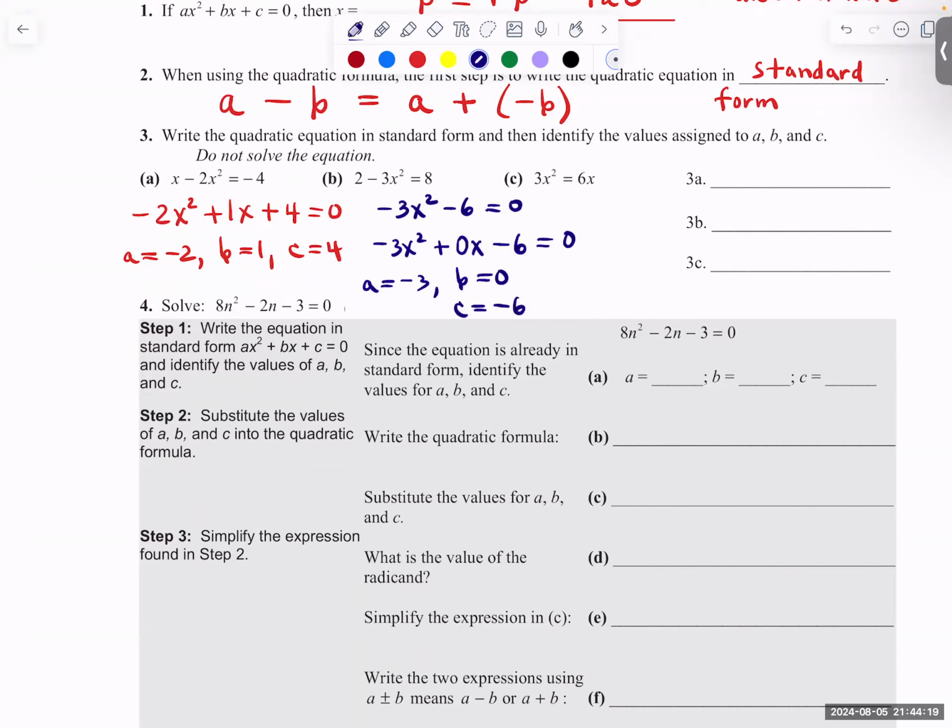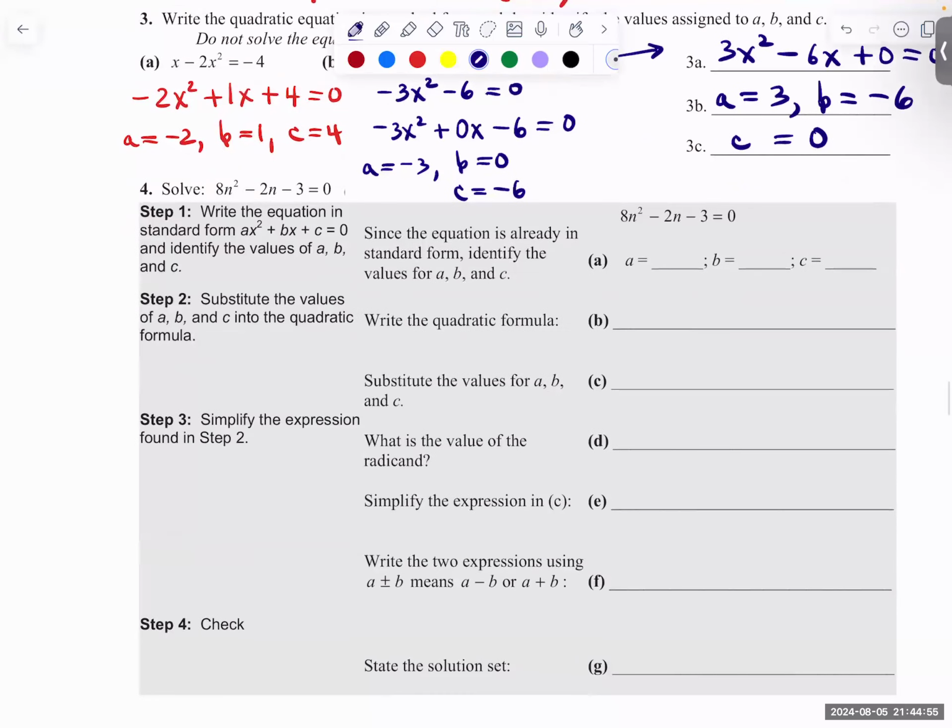In part C, there's no constant. It could be represented by 0. So we have 3x squared, subtracting 6x, and the constant is understood to be 0, set equal to 0. So a is the leading coefficient, b in standard form, there's addition only, so b would be negative 6, and the constant is 0.